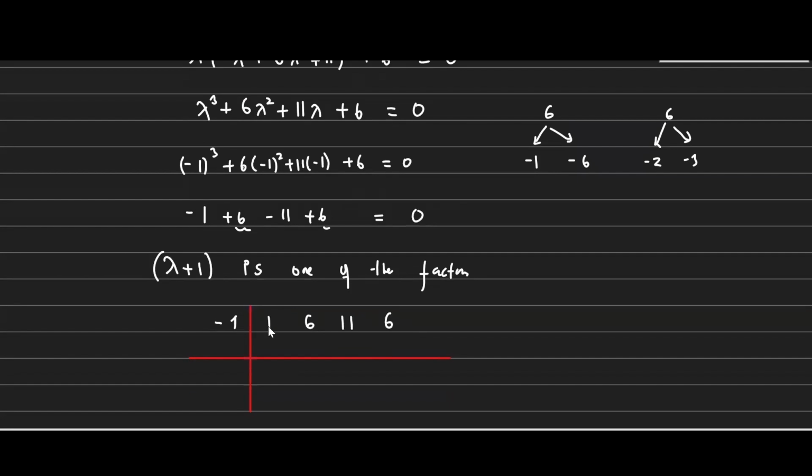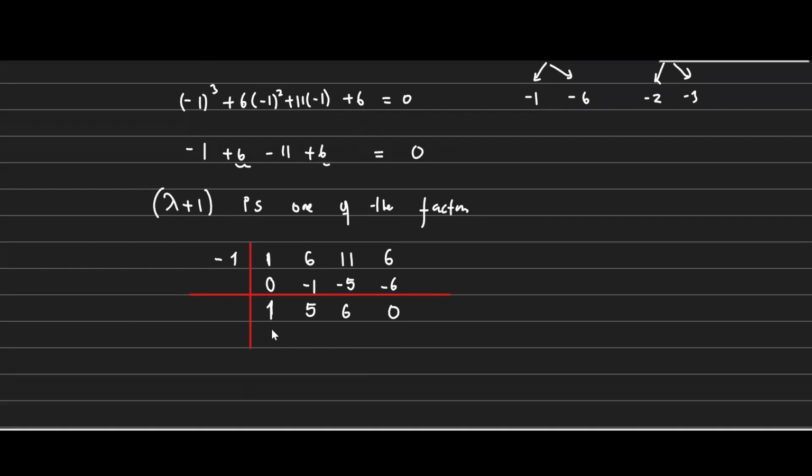For the first coefficient, I'll put a 0 below, and then I'll add these numbers. So 1 plus 0 is 1. To find the other numbers, I take whatever I add and multiply by negative 1. Negative 1 by 1 is negative 1. Then 6 plus negative 1 is 5. Negative 1 by 5 is negative 5. Then 11 plus negative 5 is 6. Negative 1 by 6 is negative 6. If negative 1 is a factor, the last numbers you add must add up to 0. Indeed, this is equal to 0.